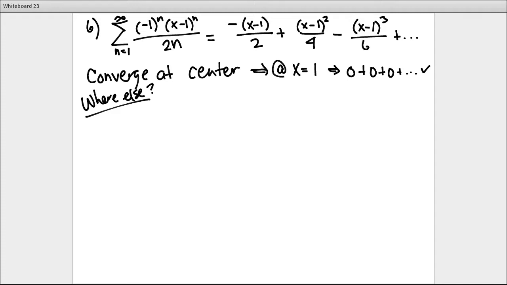Sometimes it's got a radius of convergence. Sometimes that radius is all real numbers. Sometimes it's a limited thing. Sometimes if the radius is 0, then that means it only converges at that center. But how you find it is you do the ratio test, taking the n plus 1th term divided by the nth term.